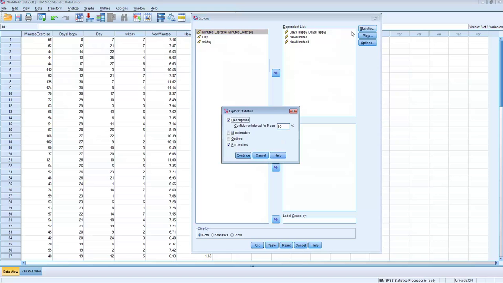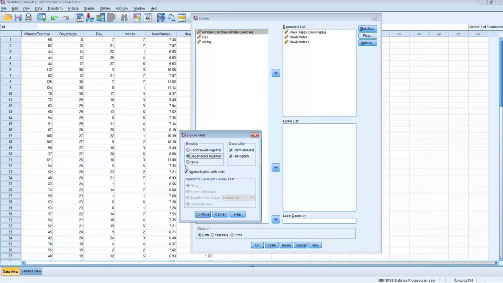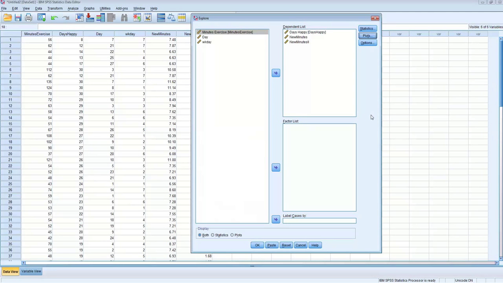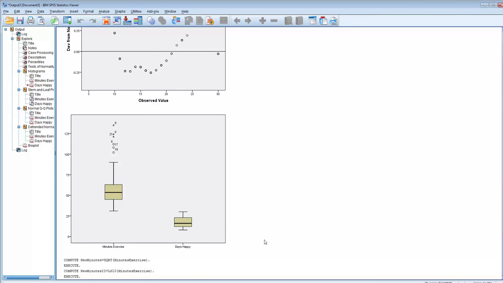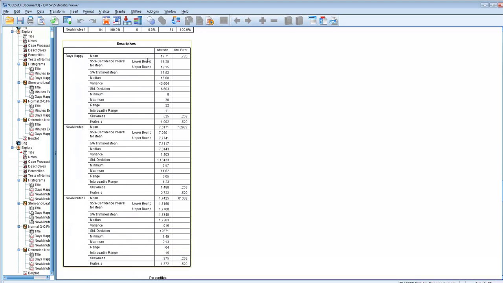So we already know that statistics, we already picked these statistics, and we also have everything for the plots that we want to create. So simply click OK, and let's look at the data now. So now what we're looking for is days happy, which we said was pretty normal in terms of skewness, the rule of thumb of less than 1. If you divided the skewness statistic by the standard error, you would see that this falls well within the standardized scores of less than plus or minus 1.96.